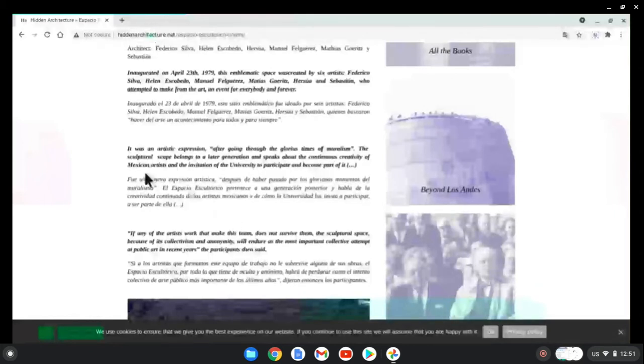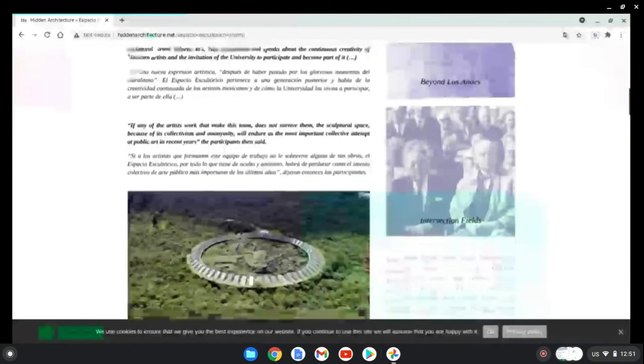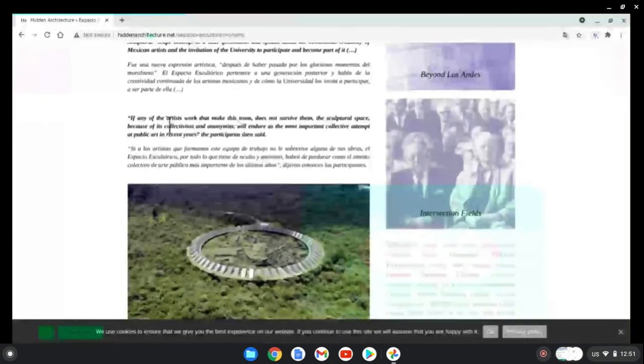University to participate and become part of it. Hispanic, Mexican artists. If any of the artists' work that make this team does not survive them, the sculptural space, because of its collectivism and anonymity, will endure as the most important collective attempt at public art in recent years, the participants then said. Basically, we're not telling you anything about it, and it's obscure already.